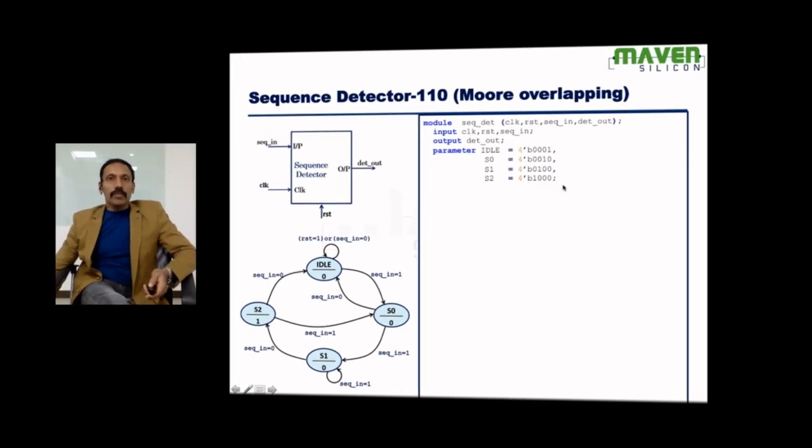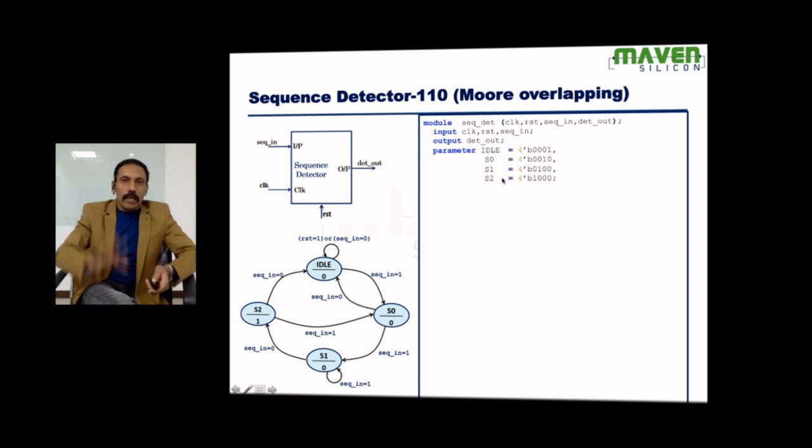0001, 0010, 0100, 1000. So here, we are trying to use one-hot encoding. This is slightly different. Here, only one bit is high. It's called one-hot encoding. That's why we are using four bits. Otherwise, two bits would be enough. Okay, fine. There are four states, so four parameters.